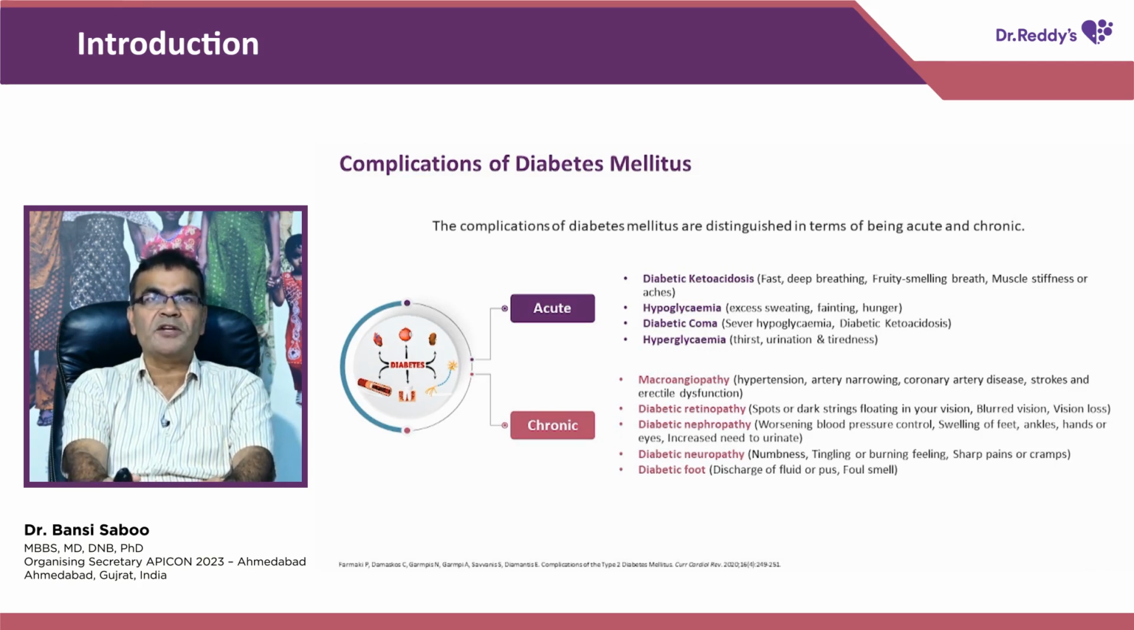The chronic complications of diabetes include macroangiopathy, which means hypertension, artery narrowing, coronary artery disease, stroke, or even erectile dysfunction. Diabetic retinopathy and nephropathy come under microvascular complications. Diabetic neuropathy is a very common complication, and diabetic foot is a combination of both vascular and neuropathic problems.